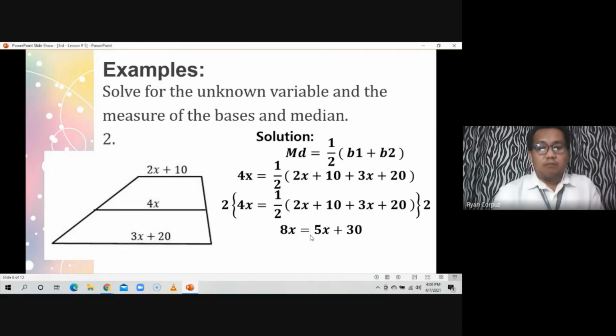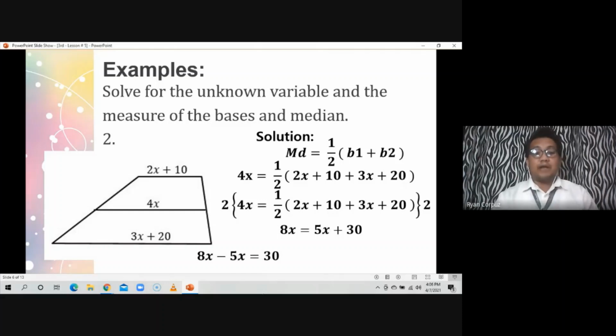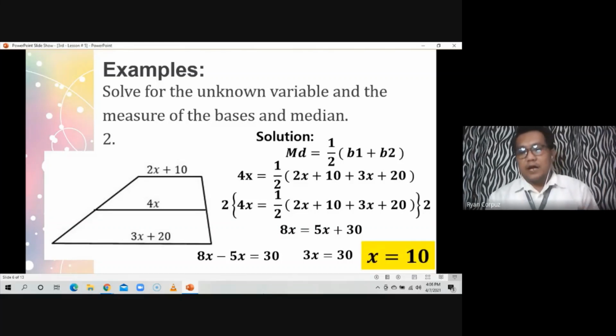Then, move yung 5x to the left side of the equation. So from positive 5x, it will become negative 5x, or 8x minus 5x is equal to 30. Then, simplify that. 8x minus 5x is equal to 3x, which is equal to 30. Then to solve for x, as you can see, it is still accompanied by 3. So to remove that, you have to divide both sides of the equation by 3. So that x will be equal to 10. So the value of x now is equal to 10.